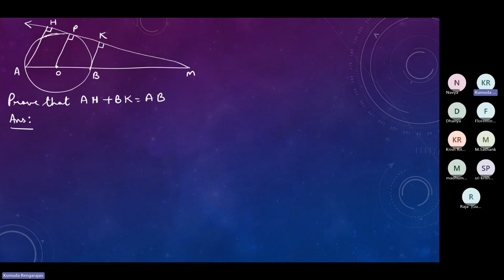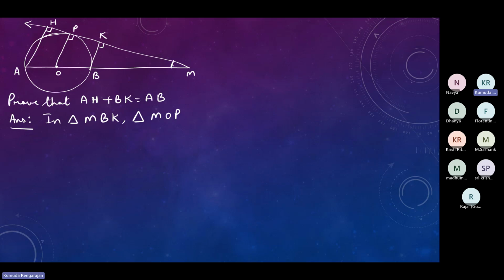So from them you can write a proportion. In similar triangles, corresponding sides are proportional. So using these proportions, you can get this result. Okay. So we'll do this together. So in triangle MBK and triangle MOP.